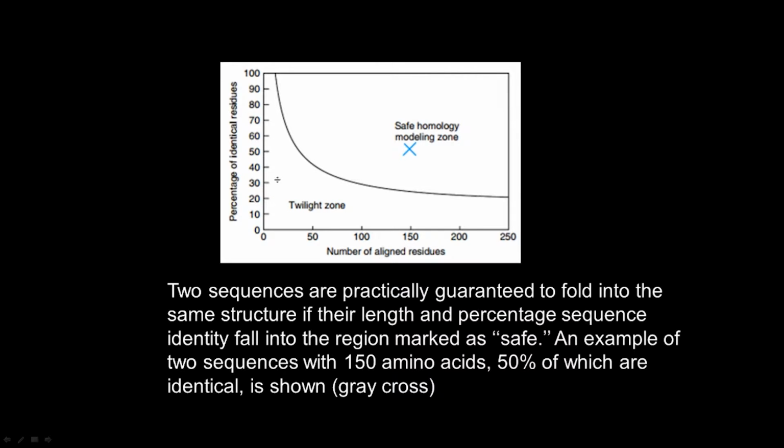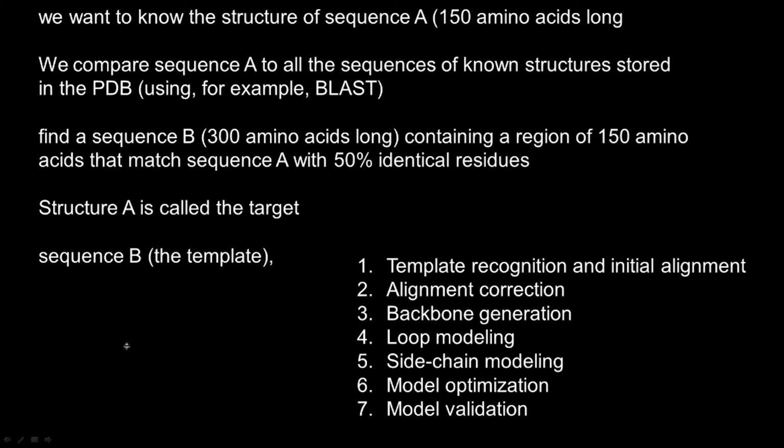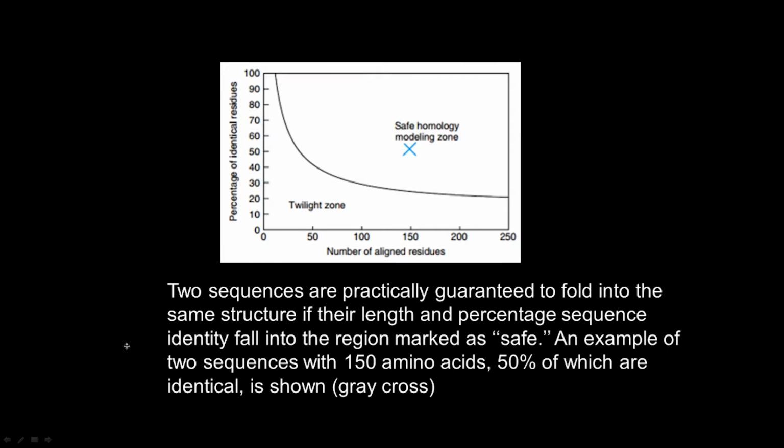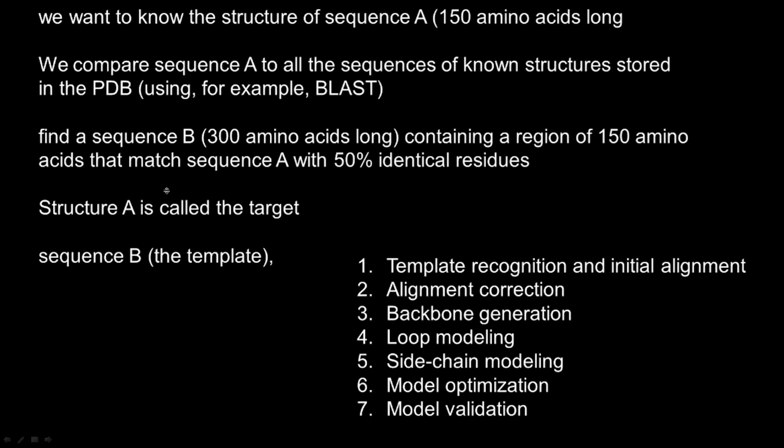The axes are percentage of identical residues and number of aligned residues. If I have 100 and I get about 30%, chances are the three-dimensional structure will be almost the same. Two sequences are practically guaranteed to fold into the same structure if their length and percentage sequence identity fall into this region. For example, if you have 150 amino acids and 50% sequence identity, that's fantastic. You can say they both will have a similar structure. You can even go down to 35%, and we can still say they will come to the same structure.